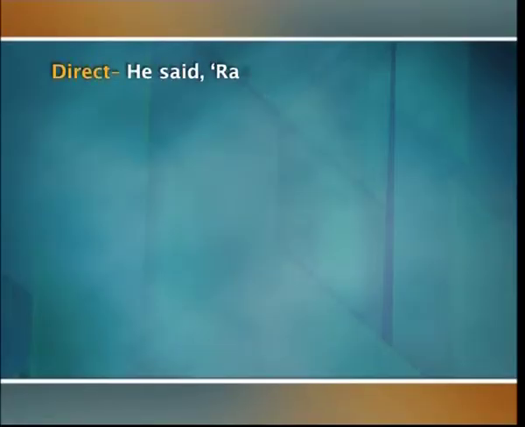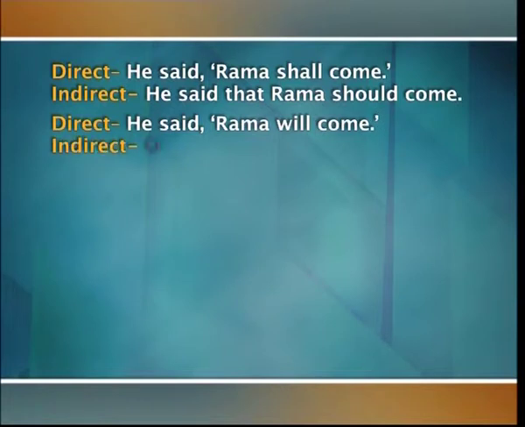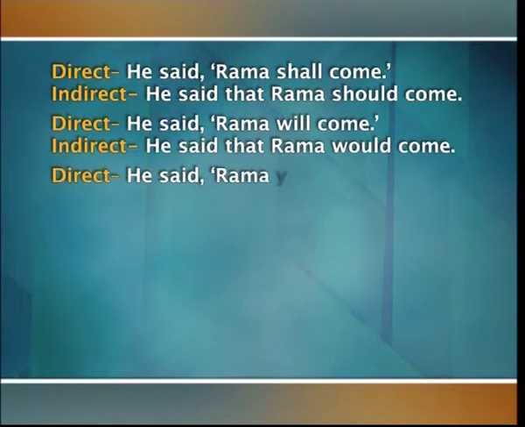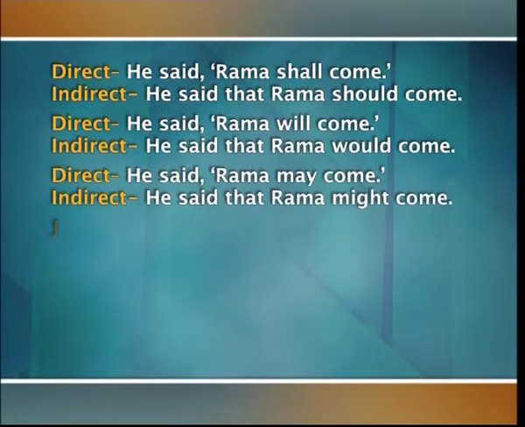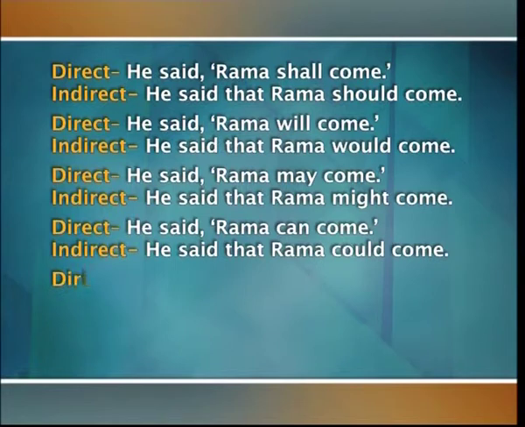Direct, he said, Ram shall come. Indirect, he said that Ram should come. Direct, he said, Ram will come. Indirect, he said that Ram would come. Direct, he said, Ram may come. Indirect, he said that Ram might come. Direct, he said, Ram can come. Indirect, he said that Ram could come.